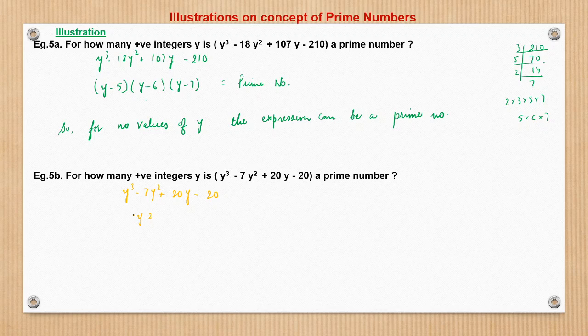So y minus 2, and then we will see y square. Here it becomes minus 2y square, so minus 5y. So it becomes 10y, minus 5y into minus 2, 10y. We require 20y, so plus 10. So factorization becomes y minus 2 into y square minus 5y plus 10. So can this be a prime number?